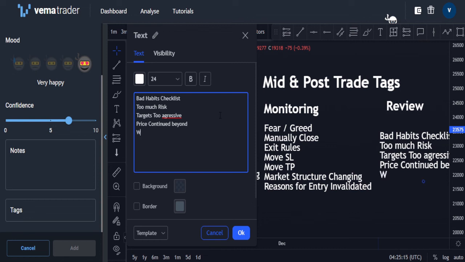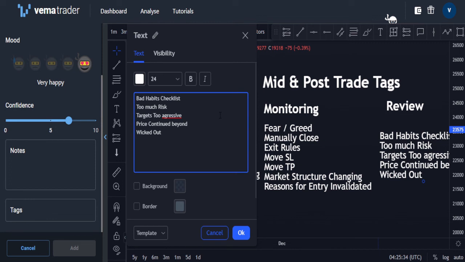Another one would be wicked out. Did you see price just wick your stop loss and then continue exactly as you expected it to go? By tagging that, you can start to go, okay, I need to give my stop loss a little bit more room, or I need to enter just a little bit closer to where my stop loss would have been, because I'll get a better entry and my stop loss will be further. I'm less likely to get wicked out.